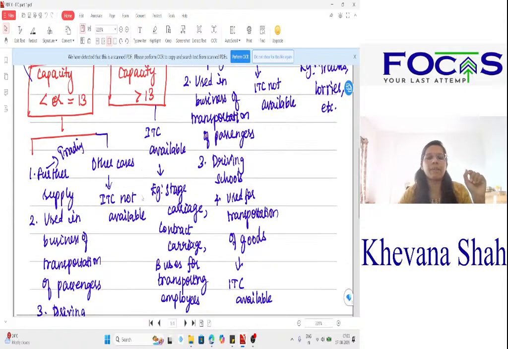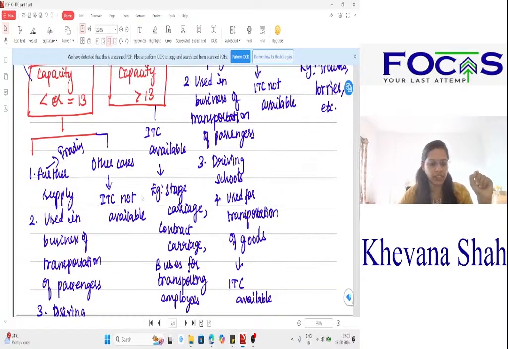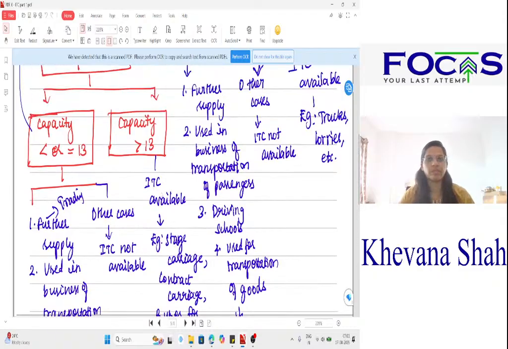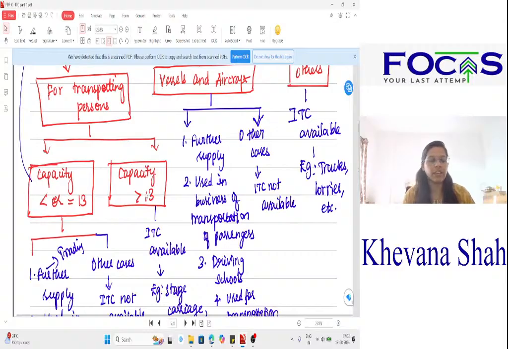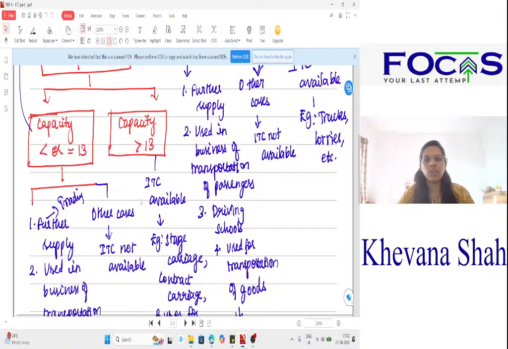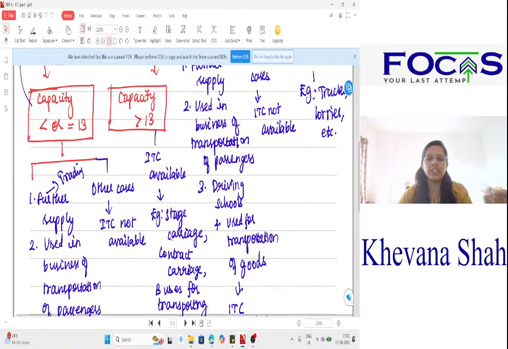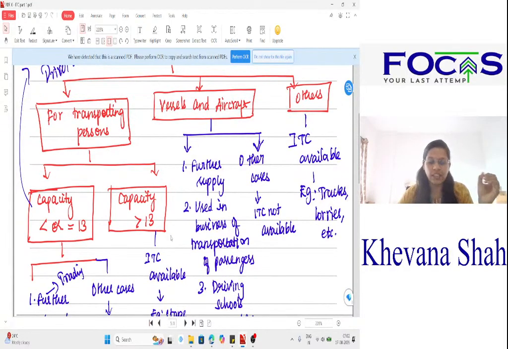Now, for example, if you have stage carriage or contract carriage or buses for transporting employees, then in that case ITC is available. Then we have next, which is your vessels and aircraft. So for vessels and aircraft, again you need to check whether they are used for further supply or whether used in business of transportation of passengers or in driving schools or used for transportation of goods. In all these cases, the ITC will be available, and in other cases ITC is not available.